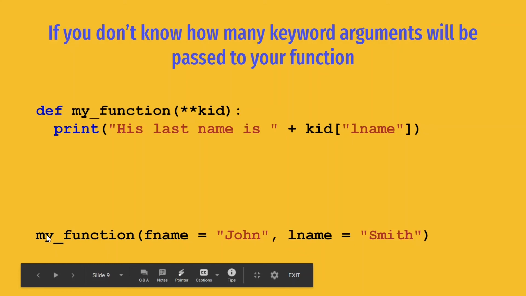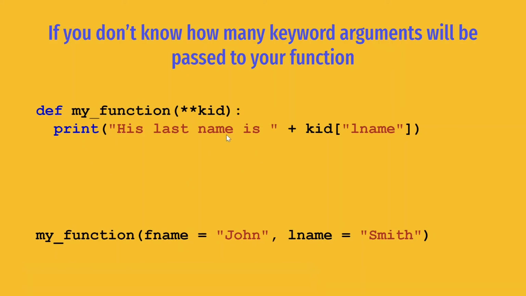Look at the function call. It says my function f name equal to John, L name equal to Smith. So you're sending a keyword and a value, keyword and a value. And here we don't know how many arguments are going to be passed. So we are going to use star kid. So kid will be a variable, and instead of using 1 star, we will be using 2 stars. 1 star is only for normal arguments. For keyword arguments, we will be using 2 stars. So what happens here? This kid will actually be a dictionary.